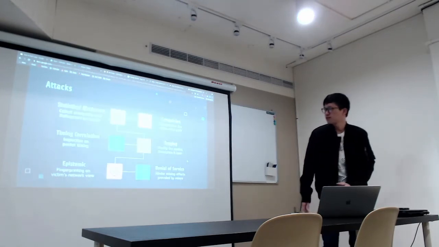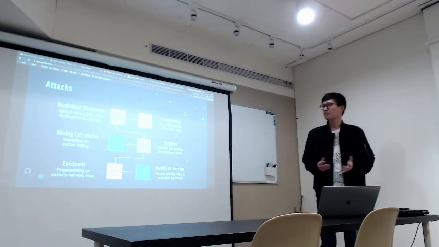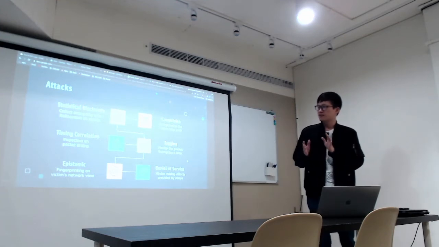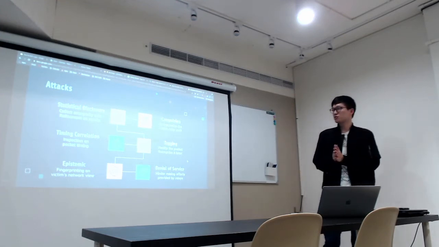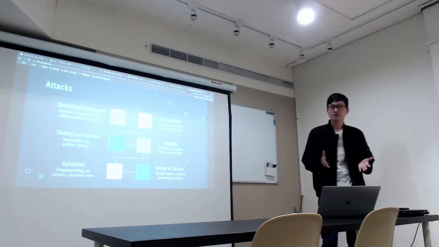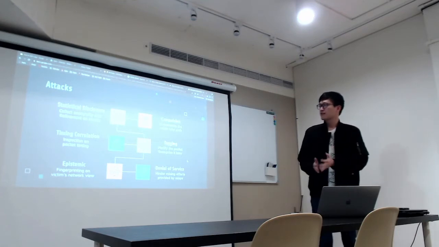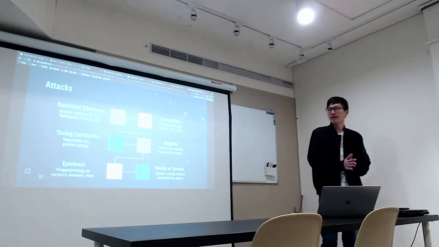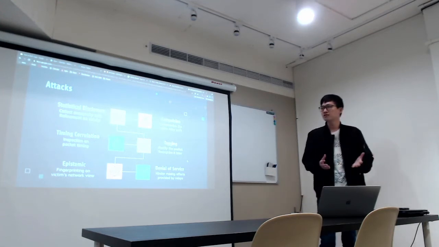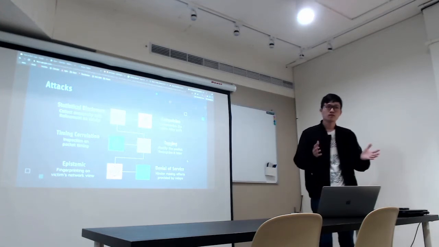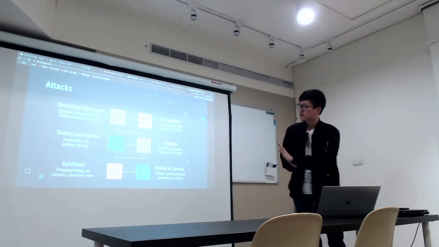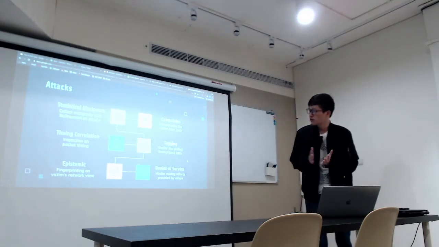So the attacks can come in many types. The left-hand side is the passive attack. It assumes that the attacker only records all the information and makes analysis to de-anonymize someone. And the right-hand side is active attacks. The attacker can take more actions to influence the packet and compromise something. So I'll be first talking about the left-hand side, the statistical disclosure attack.